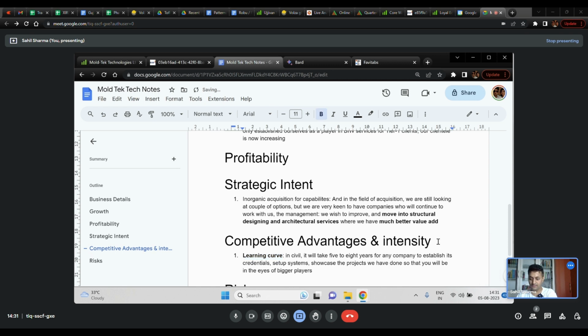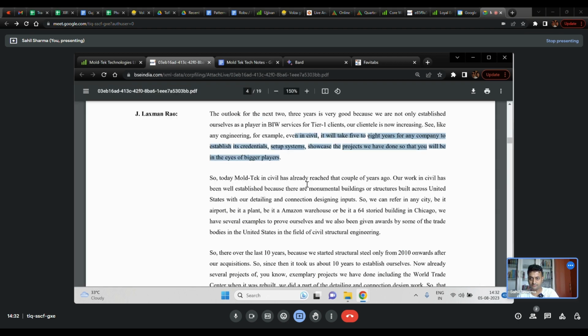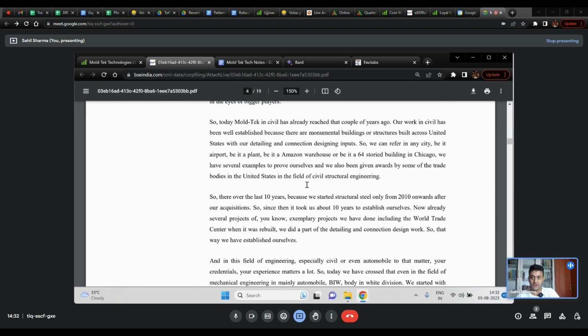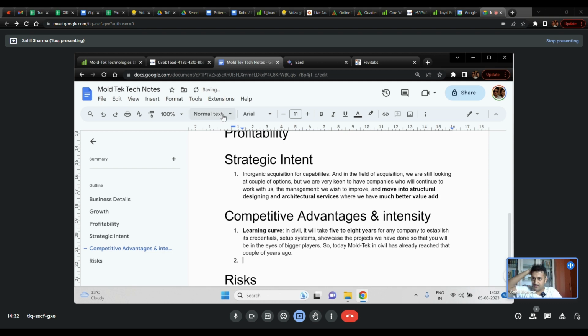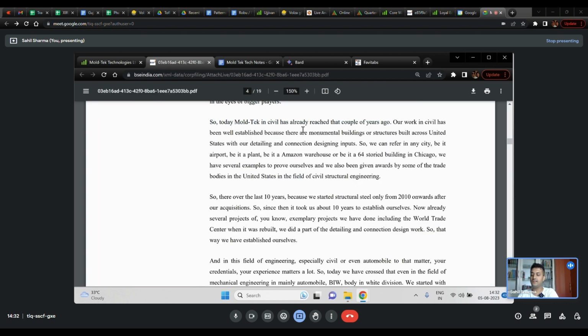And you can call it the capability and references establishment phase, the phase where you are gestating the business, right? So the gestation period is fairly high, 5 to 8 years. Today Moltec in civil has already reached that a couple of years ago, right? That is what he's talking about. So the fact that they were able to reach here 2 years ago, for a new competitor it would be difficult to do that, and that's the barrier to entry for the competitor.